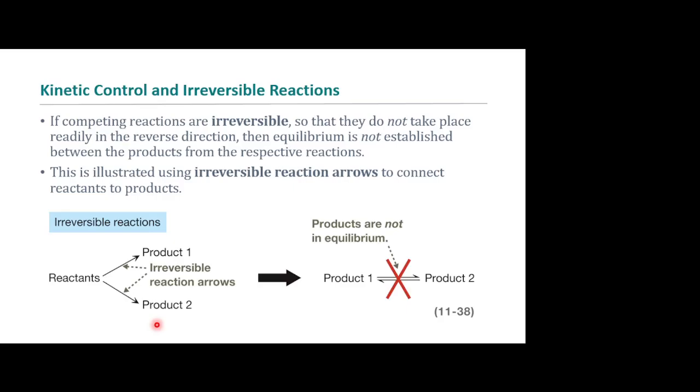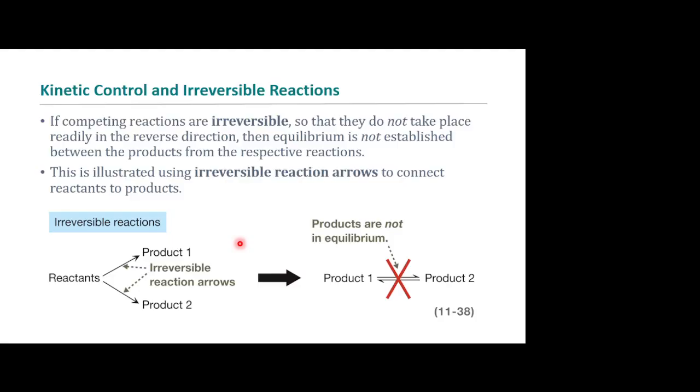Okay, kinetic control. This is going to have an irreversible reaction. So if the competing reactions are going to be irreversible, they do not take place readily in the reverse direction. Being irreversible, you can't establish an equilibrium, and so the products are going to be whatever you formed first. Okay, because it can't go back, based on the activation energy. Whatever has the lowest barrier, that's going to be the faster one.